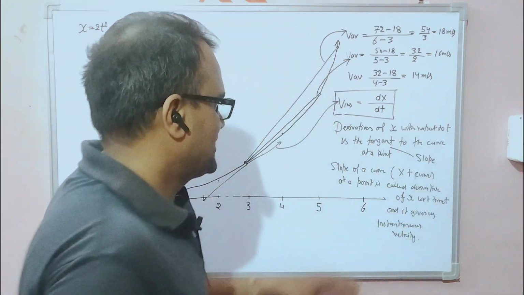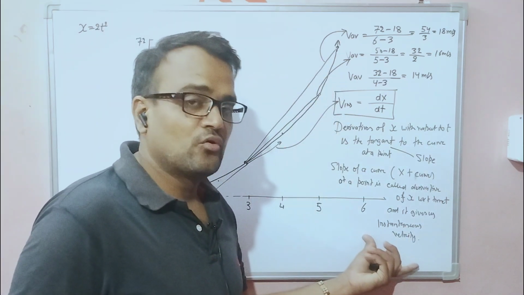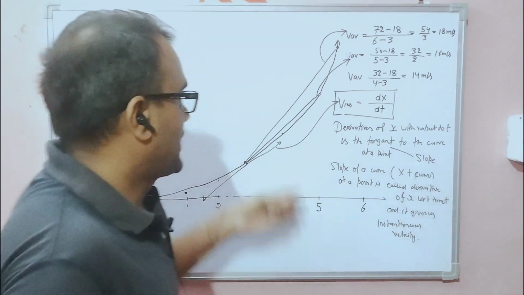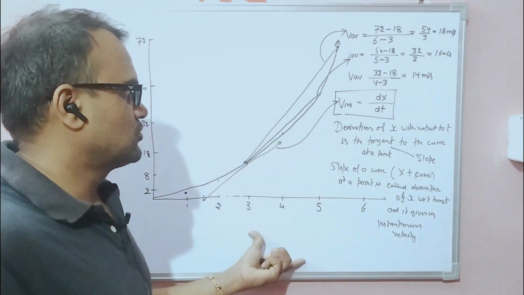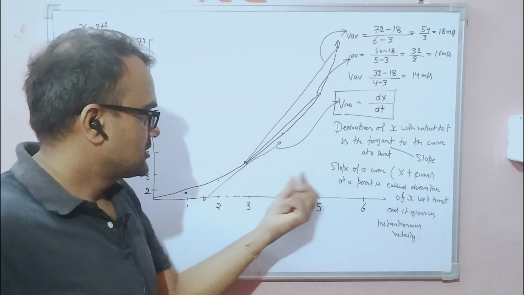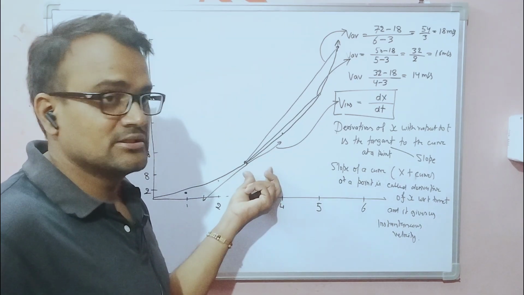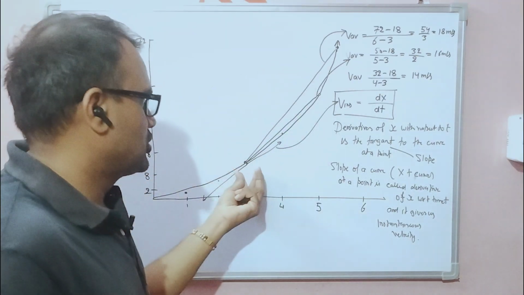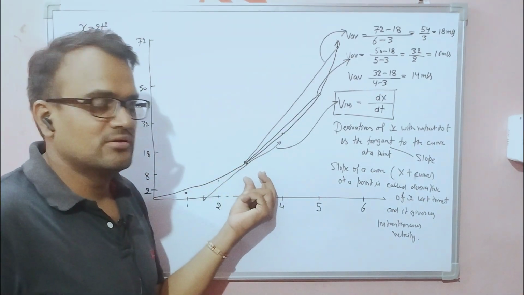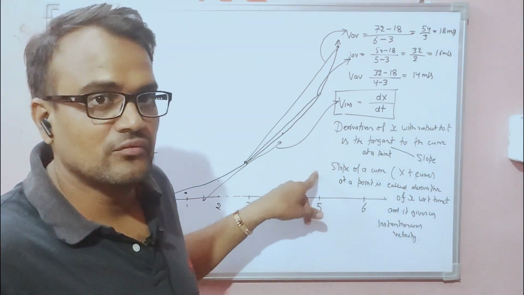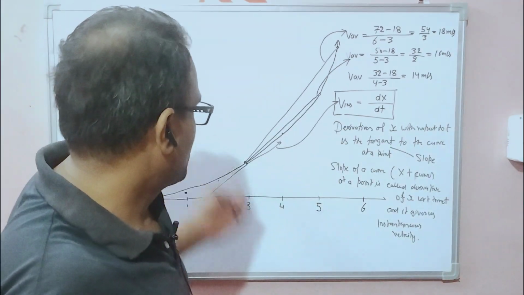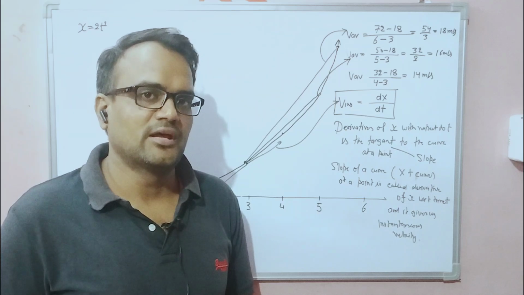Okay, so basically this is valid for the xt curve, because we have done analysis for this xt curve. So this is the slope, or we can say the tangent to this curve at this particular point, and the tangent at this point gives you the value of instantaneous velocity. Okay, so this is about the geometrical meaning of derivative.